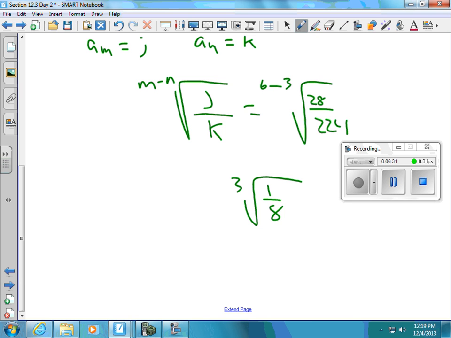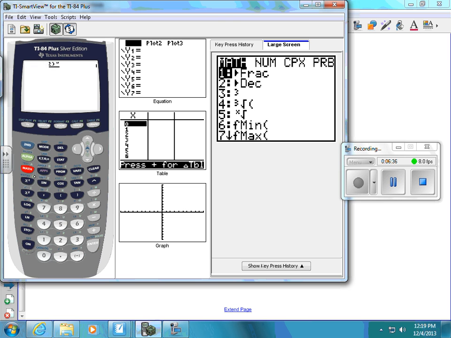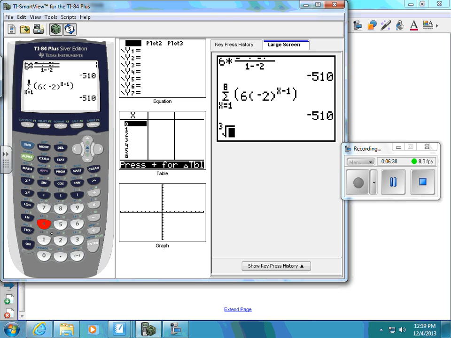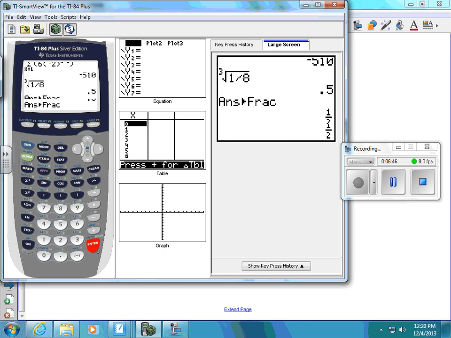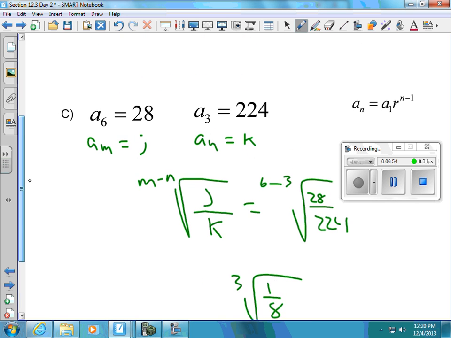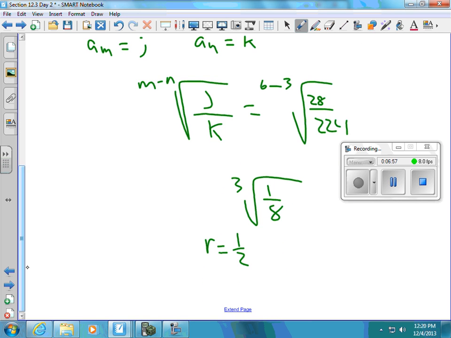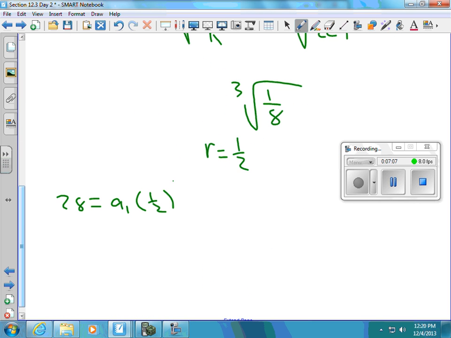So we simplify this, and we get the third root of 28 over 224, which is 1/8. So what is the third root of 1/8? Ooh, that's rough. So we go to our calculator. Math. We go down to number 4. The third root of 1 divided by 8 is 0.5, which I shouldn't have to do, but that's 1/2. So our r value is 1/2. Now we just take one of our values we had here. Let's do a sub 6 equals 28. So 28 equals a sub 1 times 1/2 to the 6 minus 1.